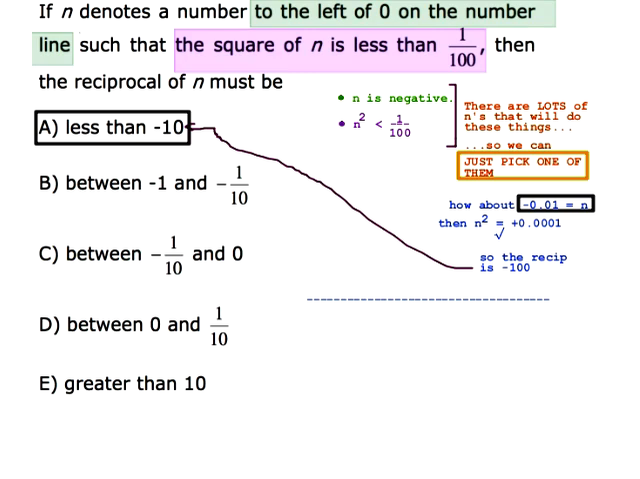So that means that n is, first you have the sign problem. That's the first issue there. You have n squared is less than that squared. So that means that n itself is going to be less than 1/10, but also on the other side of that.